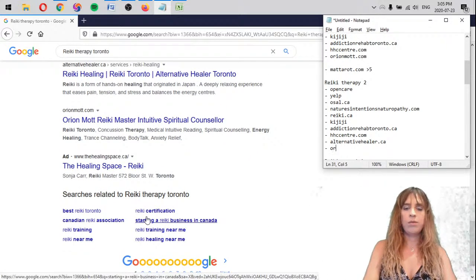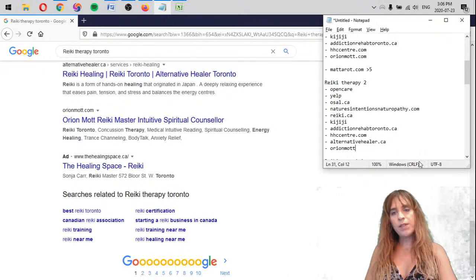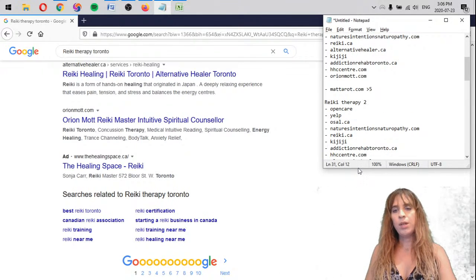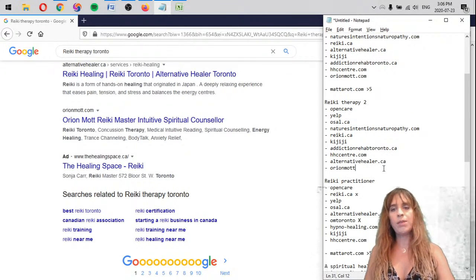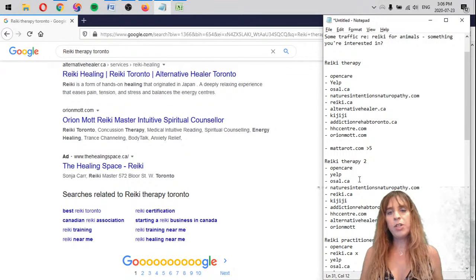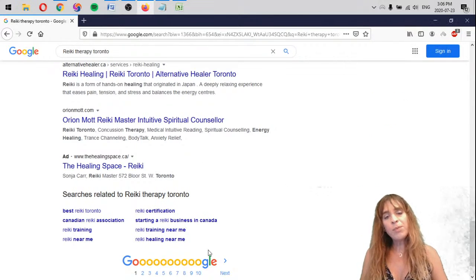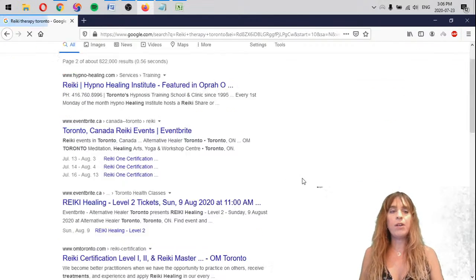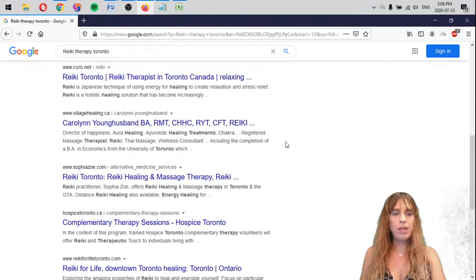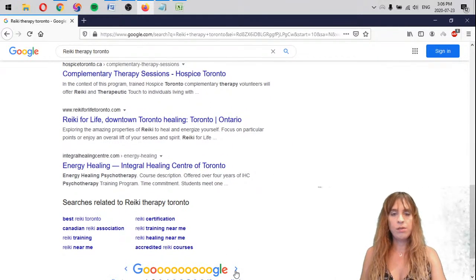Brian Mott. So as you can see, it's slightly different. Pretty similar, which is generally to be expected. Not always, but generally. First for both is OpenCare, second for both is Yelp, third for both is OSOL, or OSOL, I don't know. Fourth, both is Nature's Intentions, and then Reiki. And then that's where we change a little bit. The bottom few are shuffled up a little bit, but for the most part, it's the same. So let's see if Matt fares any better on this IP than he did on the first one.